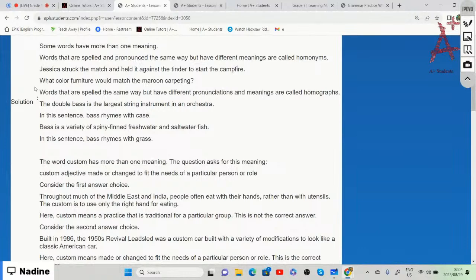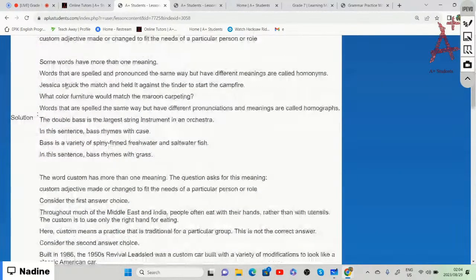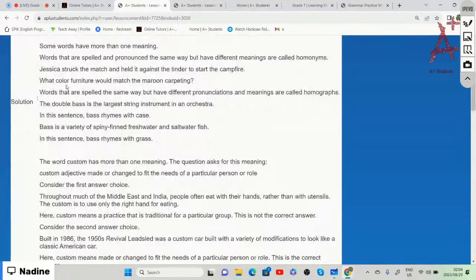All right. Some words have more than one meaning, right? You'll find certain words that have more than one meaning. Words that are spelled and pronounced the same way but have different meanings are called homonyms, right? So words that are spelled as well as pronounced the same, but they have different meanings, we call that homonyms.